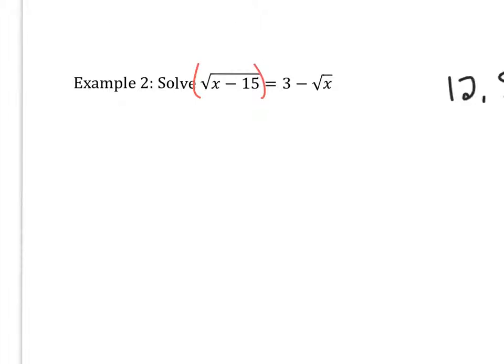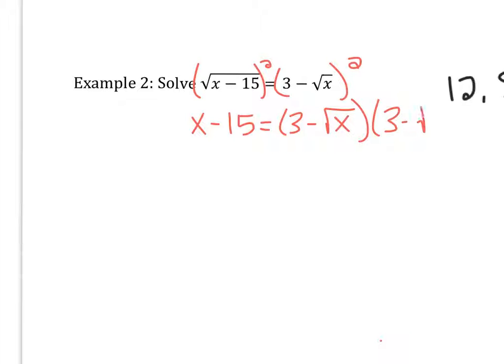So take both sides and square it. So that means on this left side, the radical will go away. We're left with x minus 15. On this right side, we have to actually square 3 minus square root of x. So we're going to get 3 minus square root of x times 3 minus square root of x. And you have to do that because we have to FOIL.